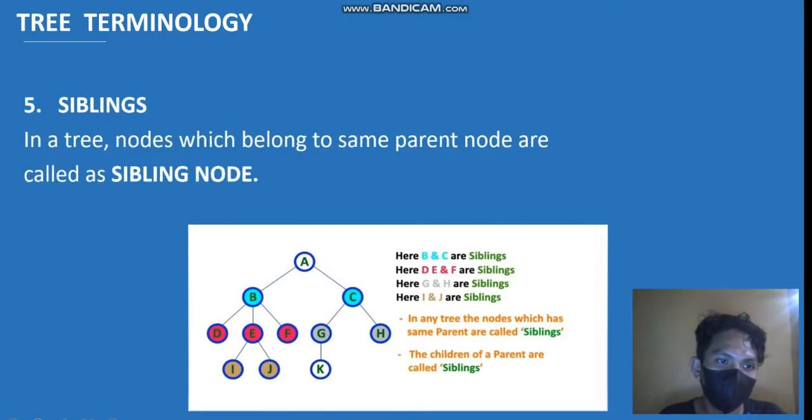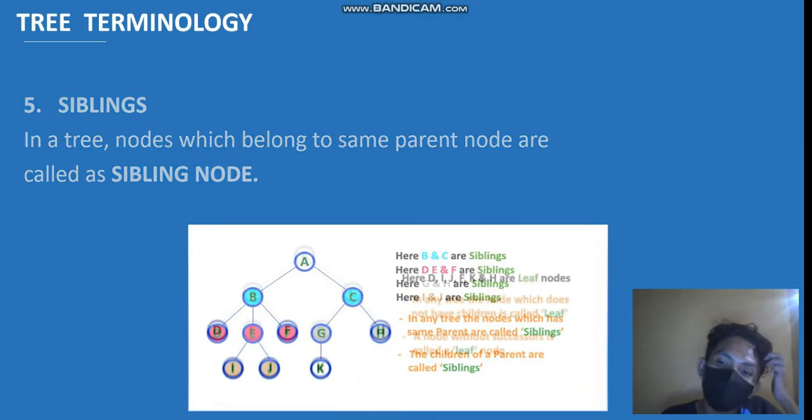Siblings. In a tree, nodes which belong to the same parent node are called siblings. So a sibling node is a child node that belongs to the same parent, like here. D, E, and F belong to the same parent, which is the parent node B. So the three of them are called sibling nodes. And here G and H are child nodes of C, and they are called sibling nodes.